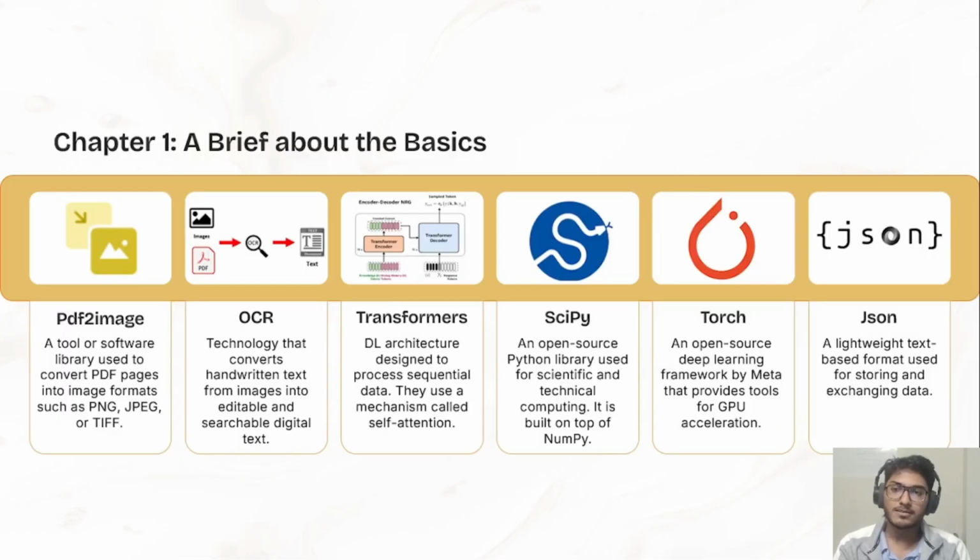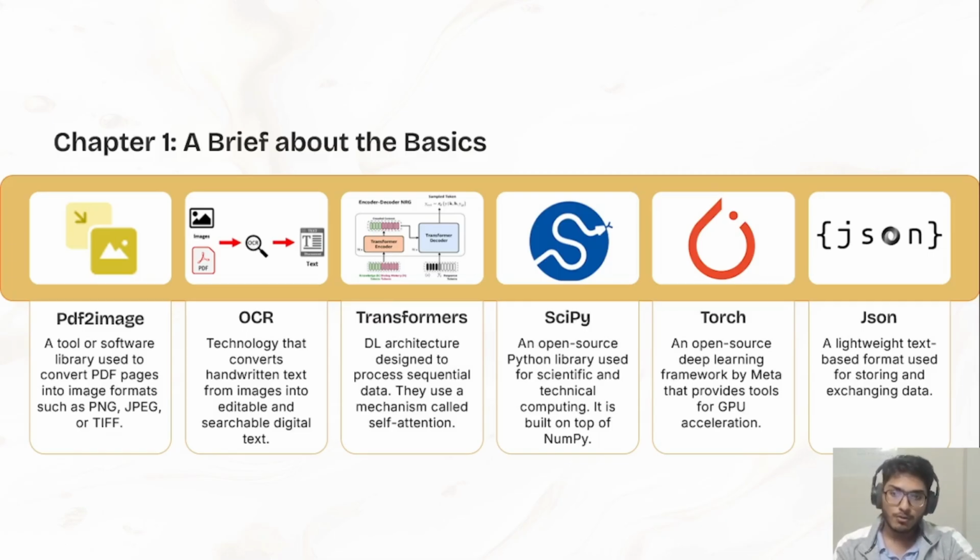So chapter one covers the basics of what we are doing in this project and the basic software we are using. The first software is PDF to image. PDF to image is a tool, or software library you can say, used to convert PDF pages into an image format like PNG or JPG. In this project we are converting PDF to PNG format.